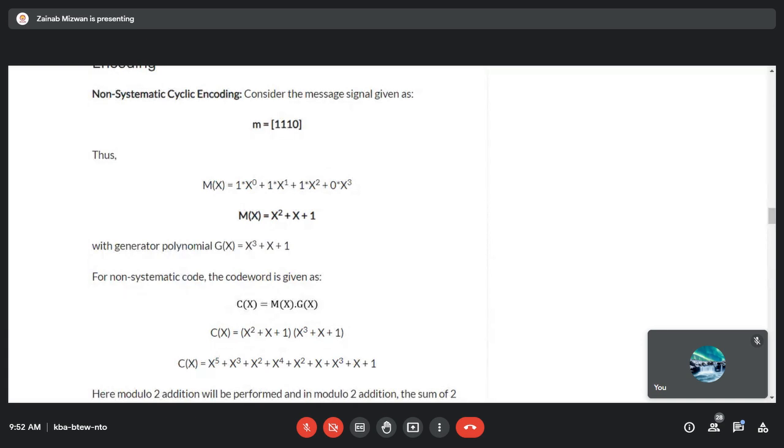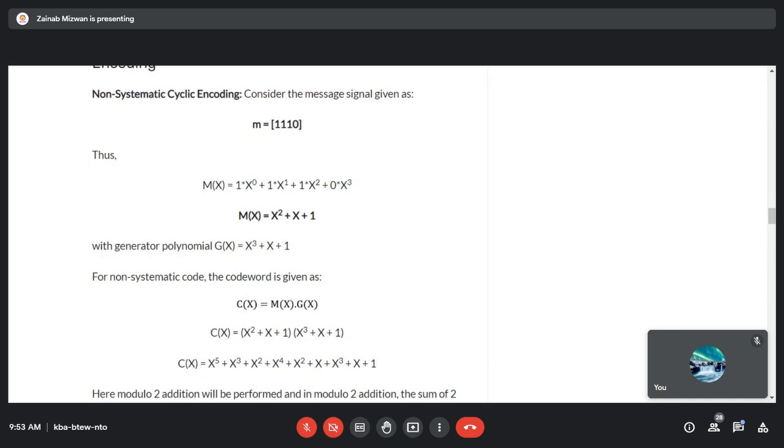As you can see, m equals 1110. So how many bits are there? 4 bits are there. It means the value of k equals 4. So what will be the highest power of x in the message polynomial? It will be x raised to 3, that is k minus 1. The value of k minus 1 will be 3, so the highest power of x will be 3 over here.